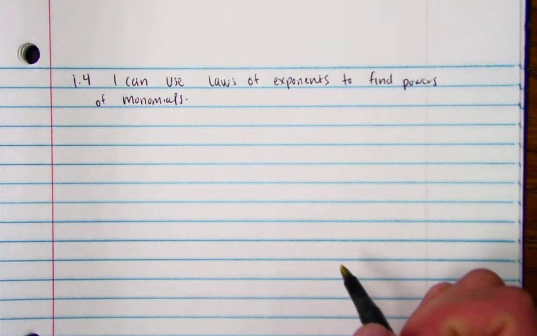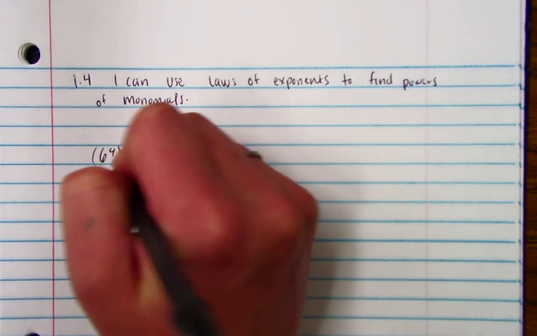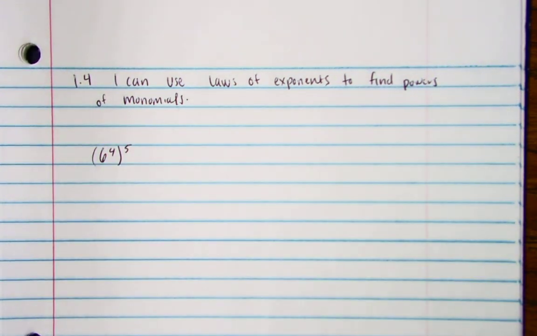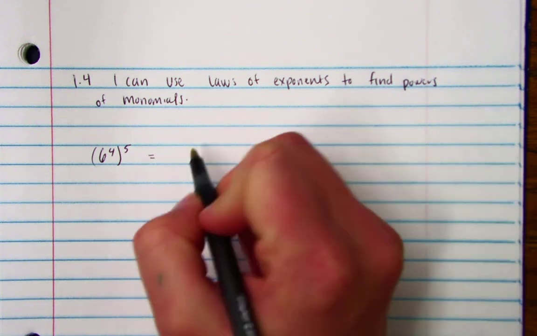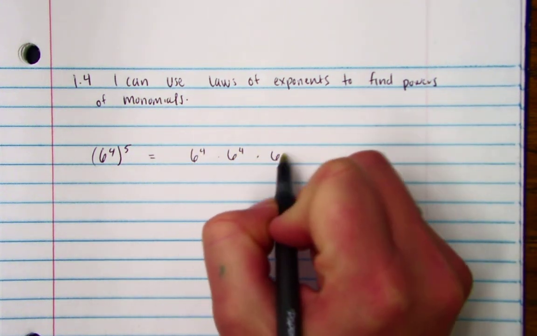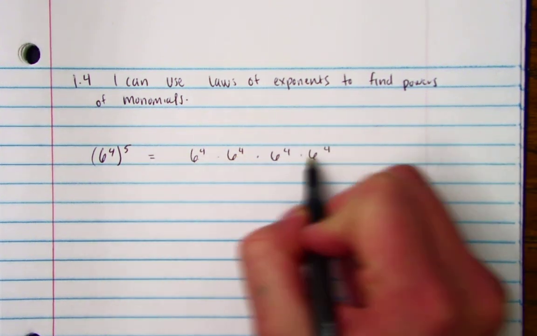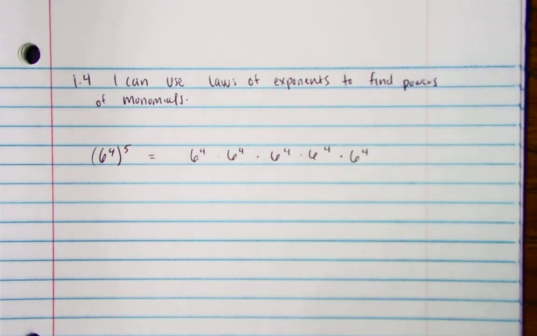So let's talk about this. Let's do an example before anything. So 6 to the 4th raised to the 5th. Let's expand this and see what it would look like. That would be the same as 6 to the 4th times 6 to the 4th times 6 to the 4th times 6 to the 4th. That's 1, 2, 3, 4. One more times 6 to the 4th.